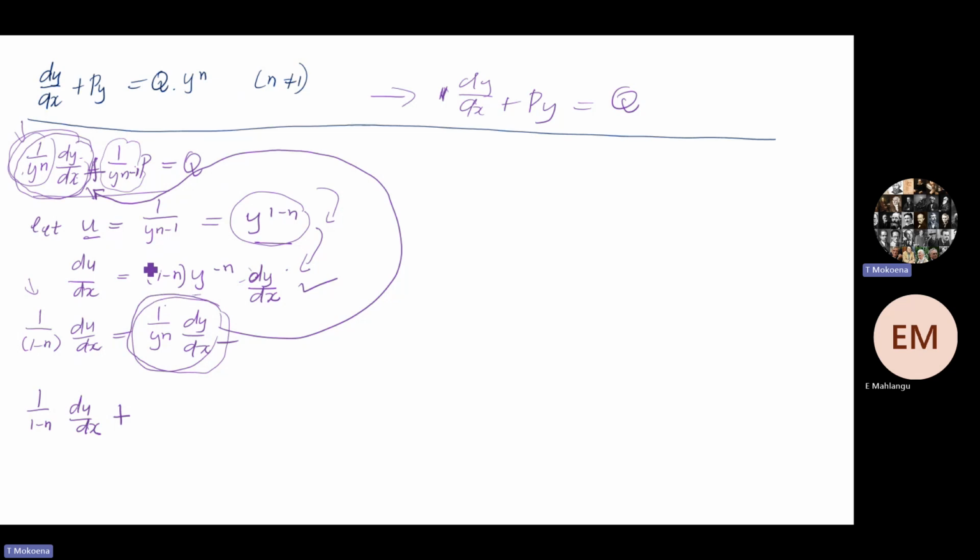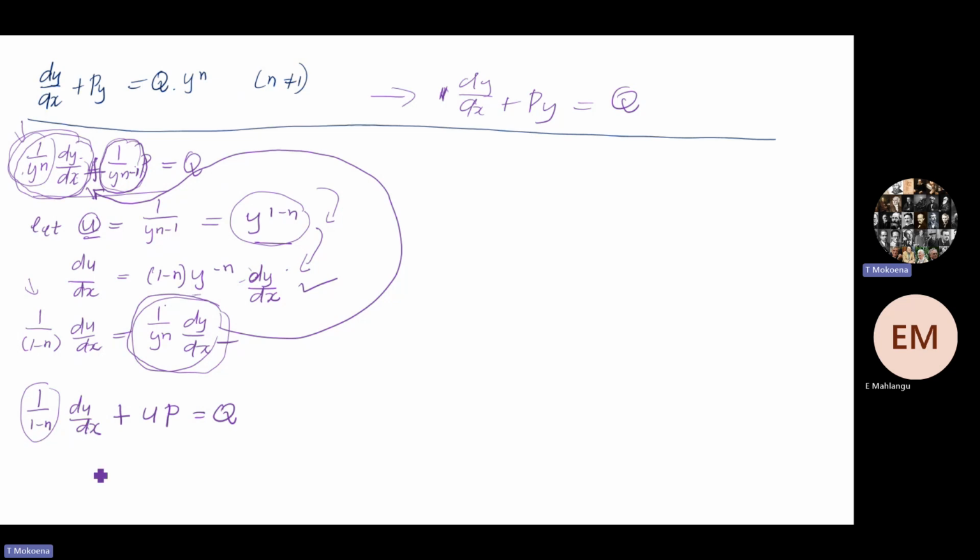Once more, remember, we just said this thing over here is equal to u. So that means here we're going to have u multiplied by p is equal to, and then on this side of the equation, we're going to have our u. And therefore, now I'm going to get rid of this. I'm going to multiply both sides by 1 minus n.